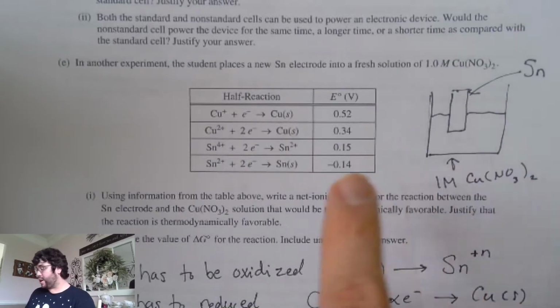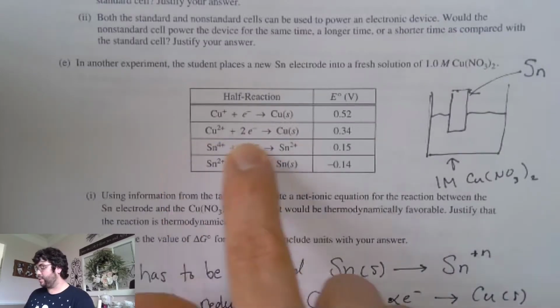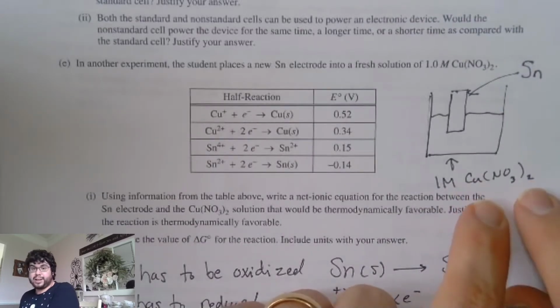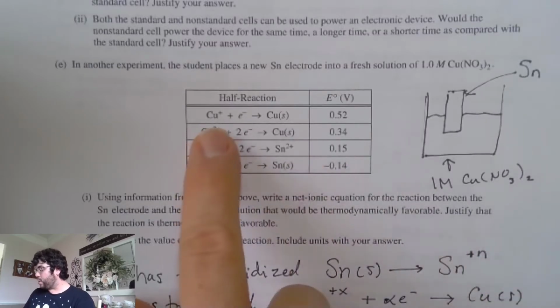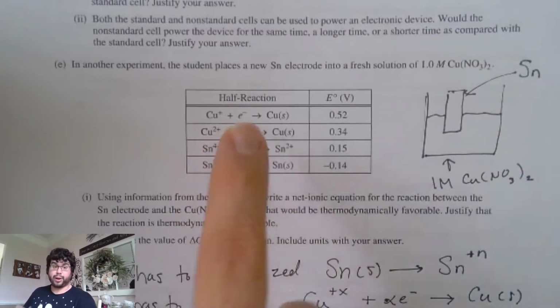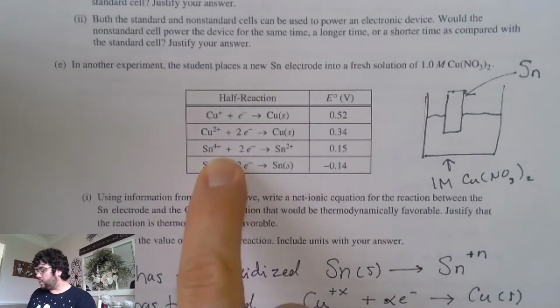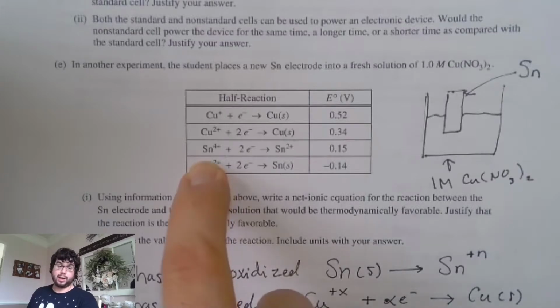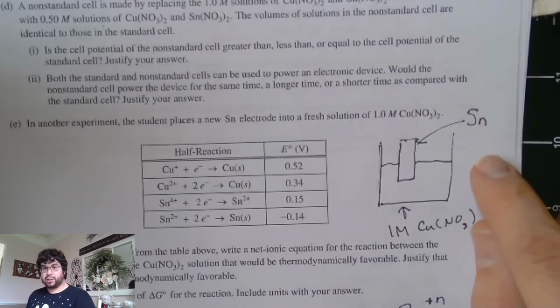That means you're looking for your copper 2+ in the table here. So we're going to use copper 2+, not copper 1+, because this solution has copper 2+. So copper 1+ is not going to be utilized for figuring out the half reactions. And then you have tin 4+ and tin 2+. We need to figure out which of these reactions is going to be utilized in order to get a positive cell potential. Now, thinking about this logically, look at my diagram here.